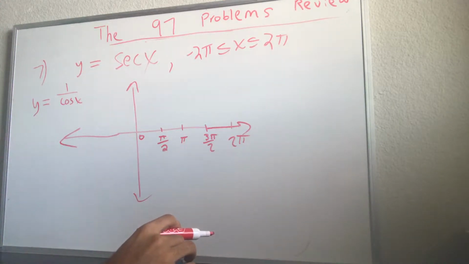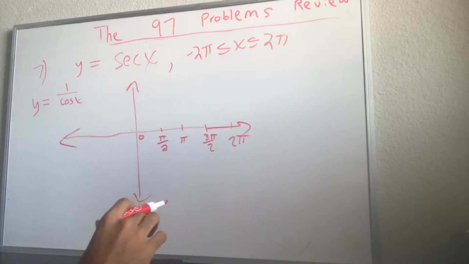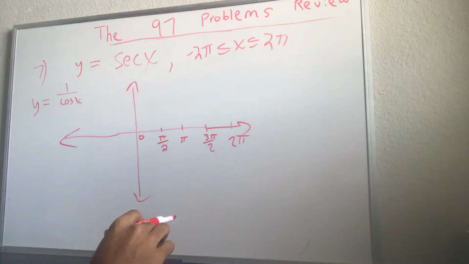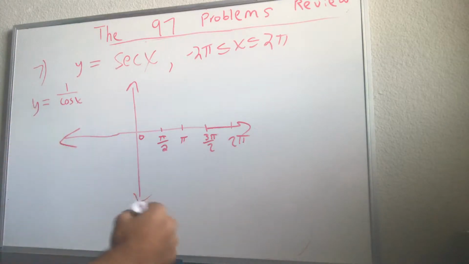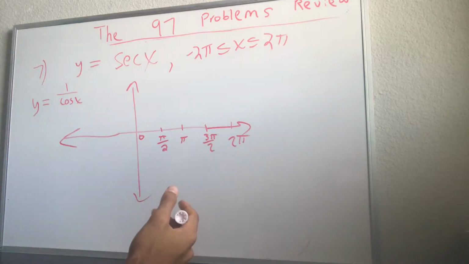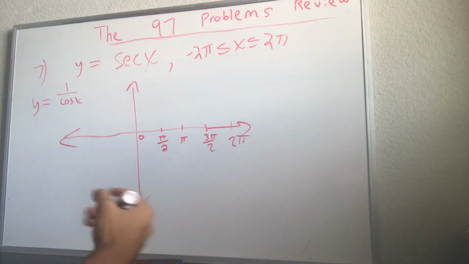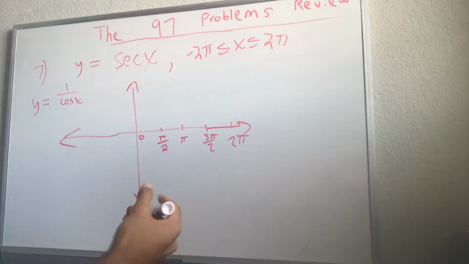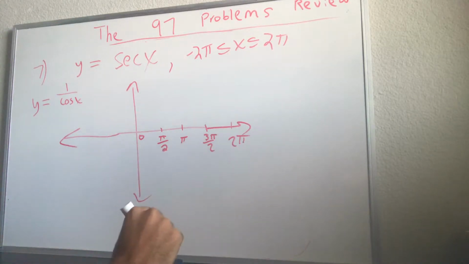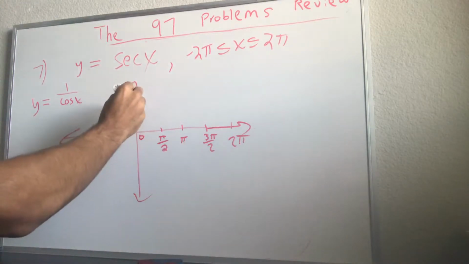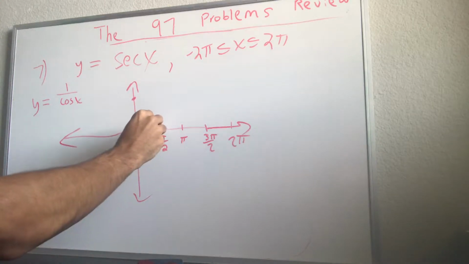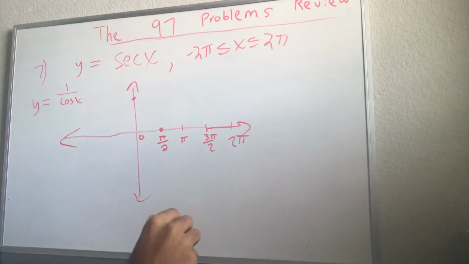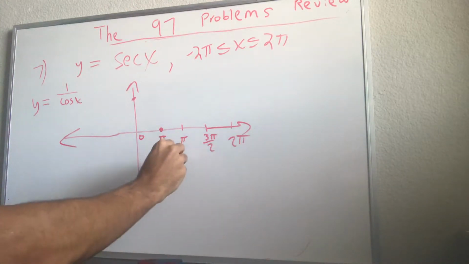The first thing I think you should do when you're graphing such inverses, like for instance secant of x, is to try to graph your cosine of x function. That's how I would do it. If you can graph your cosine of x, I recommend that you do that first. Let's just do that quickly. Cosine of 0 is 1. Cosine of pi over 2 is 0. Cosine of pi is negative 1.